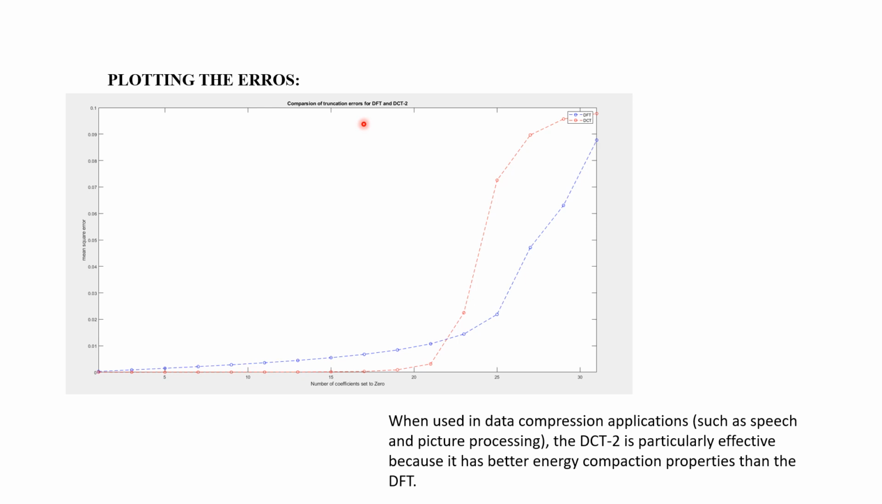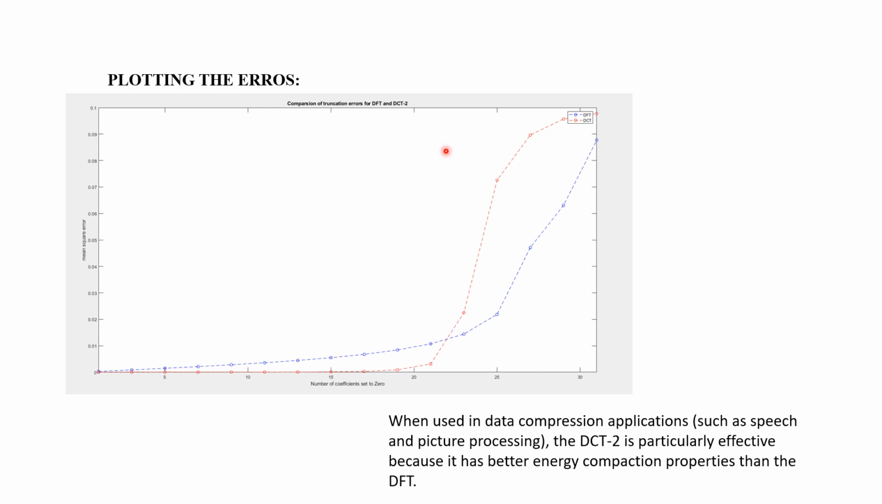Now these errors are plotted for m equals 1 to 30, which means from removing 1 term to removing 31 terms. We can observe in the plot that the red one represents the DCT and the blue one represents the DFT, the x-axis represents the number of coefficients set to 0 and the y-axis represents the mean square error. We can observe that the truncation error of the DCT is almost 0 up to more than 20 terms, whereas for the DFT it is greater than for the DCT.